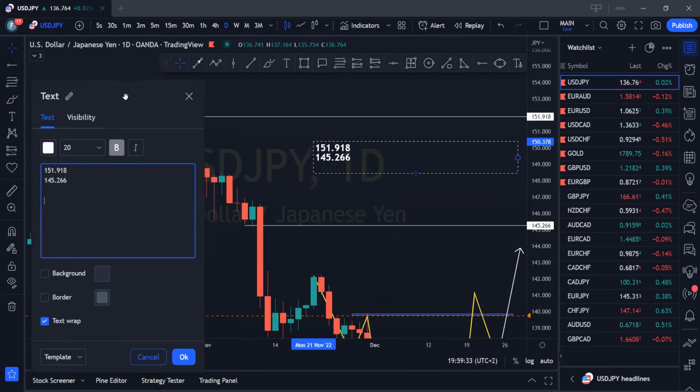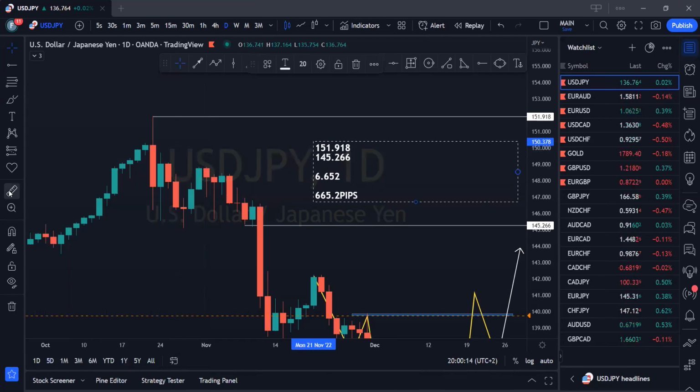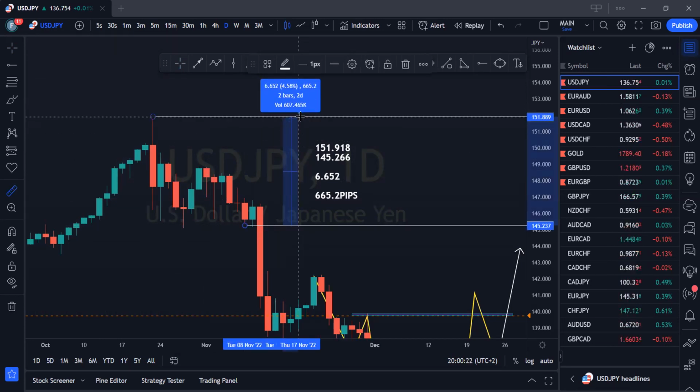That subtraction is going to give us which value? Just go to your calculator and do it real quick, or if you're good at math, just do it with your head. 151.918 minus 145.266 gives us 6.652. Because it's a JPY pair, we move the decimal point 2 places forward, so that will be times 100, which gives us 665.2 pips. It's as simple as that. If you use your measure tool and calculate from here to here, you can see the same thing is being shown to us. That's how to do it. Is that clear, Ms. Ambrose? Let me know if you understand it now.